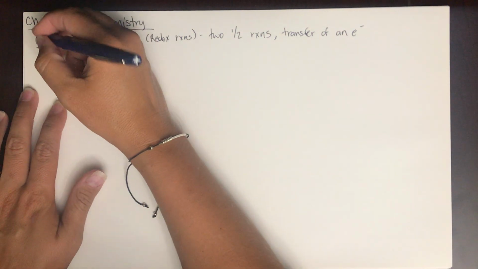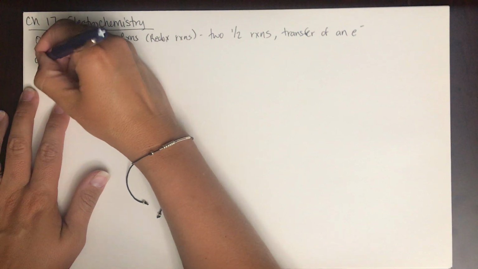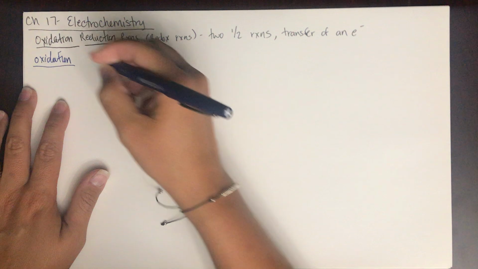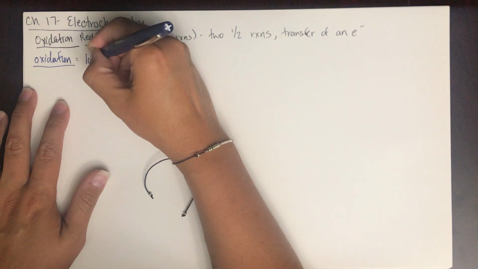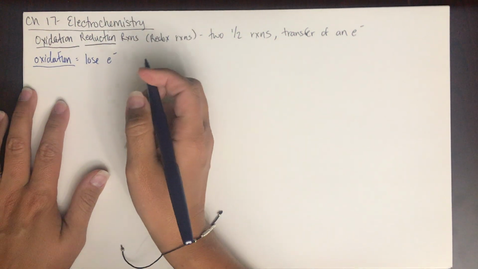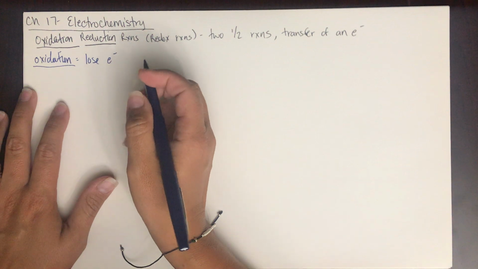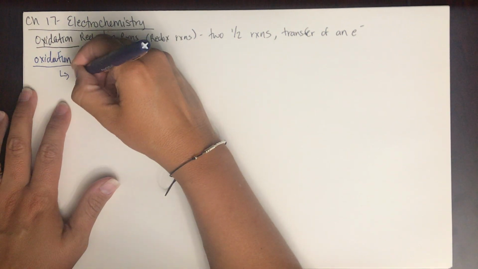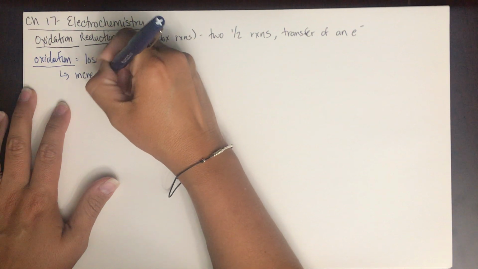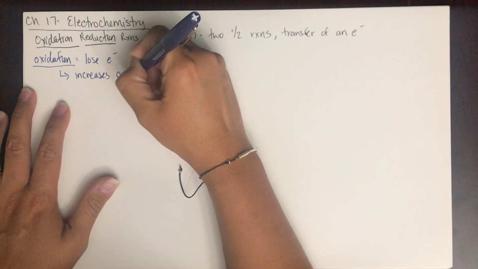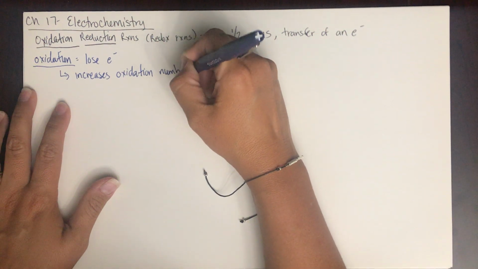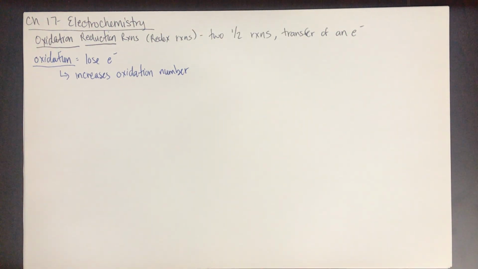So the first half reaction is called the oxidation half reaction. And oxidation is when you lose an electron. It increases the oxidation number. We haven't talked about that yet, but we will talk about oxidation numbers and assigning oxidation numbers.